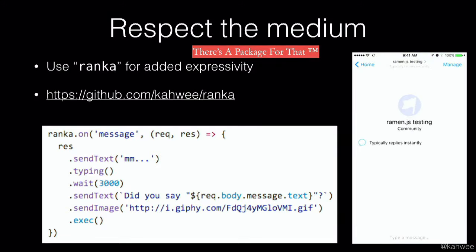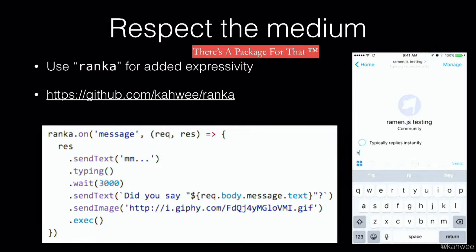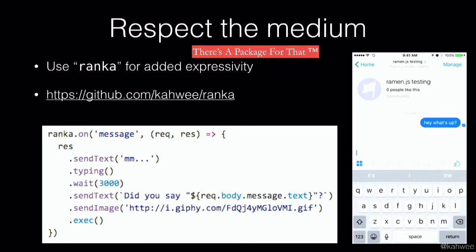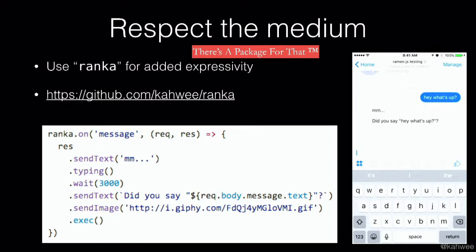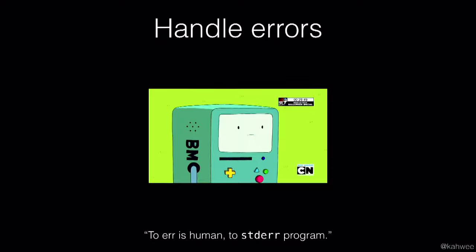There are a lot of libraries out there, and they all differ in the expressivity of the API. And I want to be able to express what a human could have done. And lastly is to handle errors.